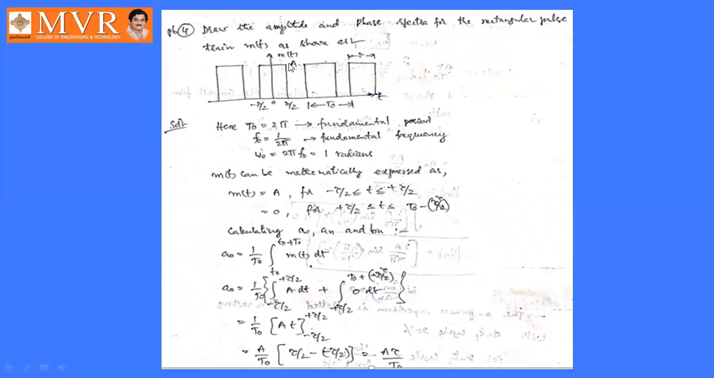m of t is given like this. So its time period is from here to here. From here to here, it is minus tau by 2 to plus tau by 2, meaning its width is tau. Already it is also given here. But T naught is this value.